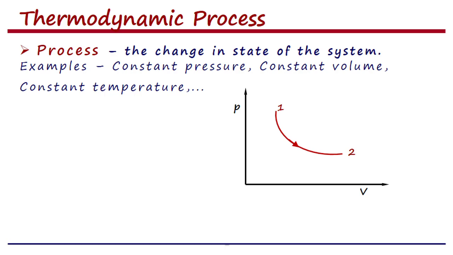This process may be of constant pressure, constant volume, or isothermal process. The process can be plotted in any two properties of the system. I have taken pressure in the y-axis and the volume in the x-axis. If I describe the change in state of the system between the points 1 and 2, it follows this curve. Depending on the process, the shape of the curve changes.